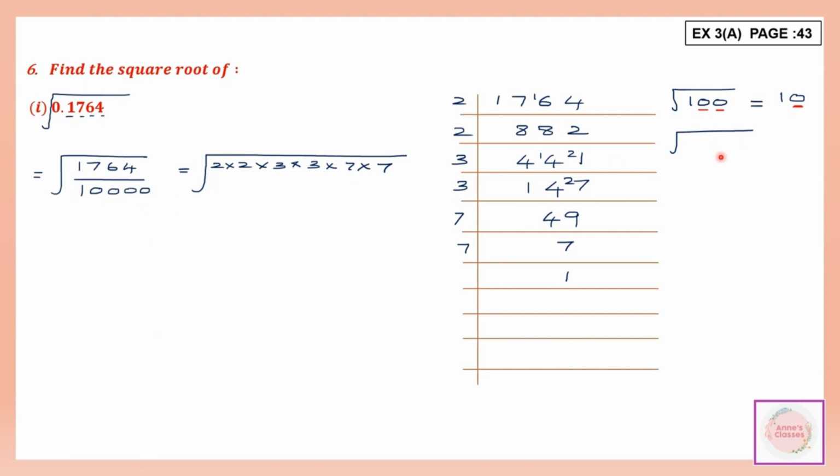So let me write that down. 1 followed by 4 zeros. That means the square root, I'm going to take a pair of each. So that will be 1 and 1 from each, that will be 100.